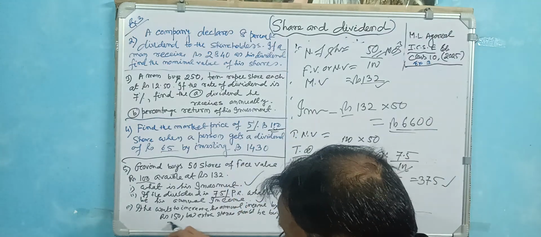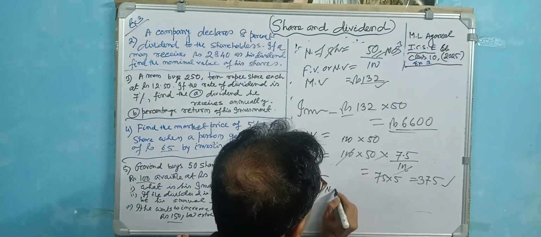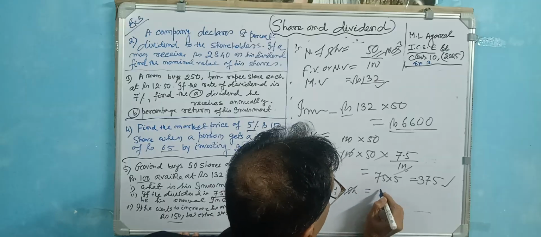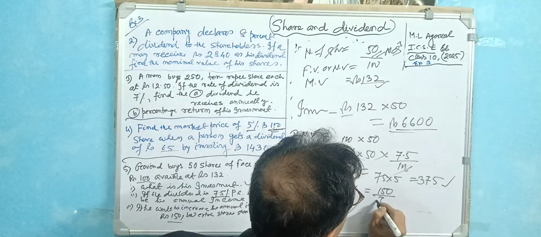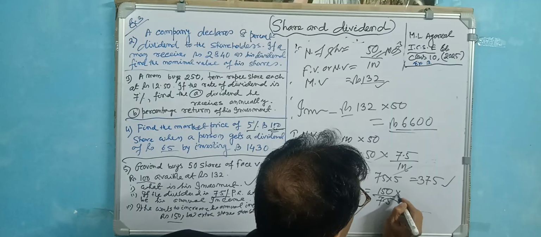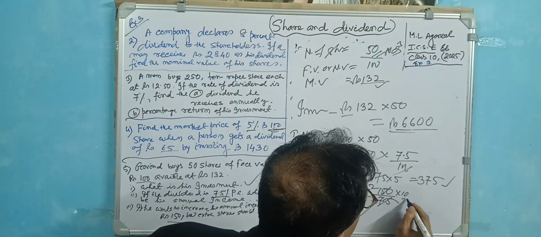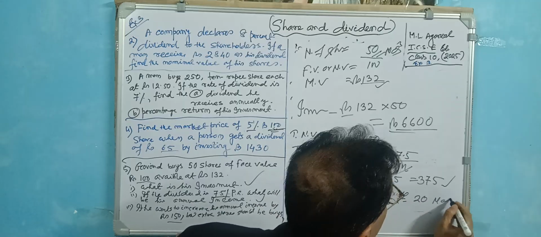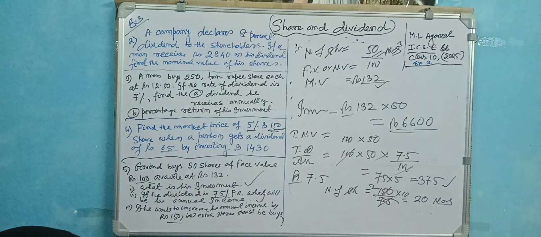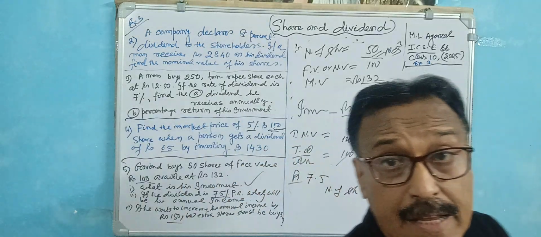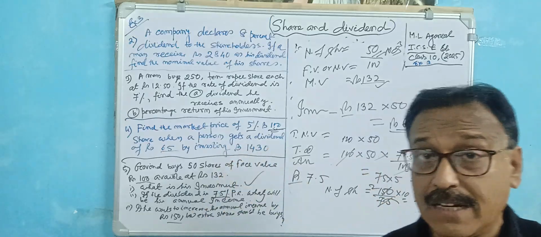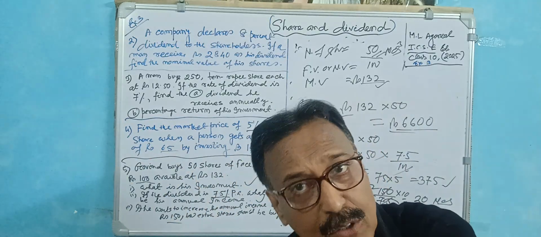So what is this? 150. So number of shares, only 150 by 7.5. Just shift the decimal, this is 1500 by 75, 75 into 2 is 150, so 20 shares. Just 20 shares. This place will make use of the concept very well. Here the nominal value is 100.